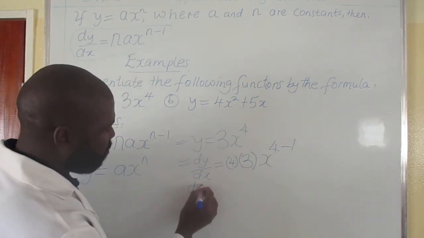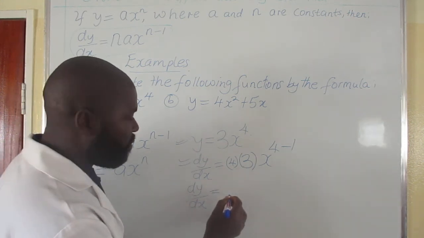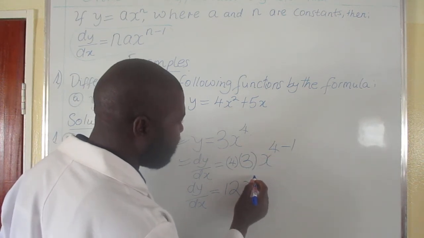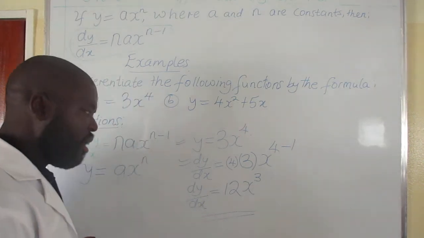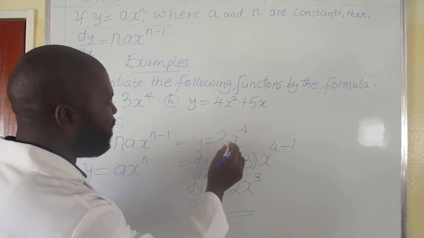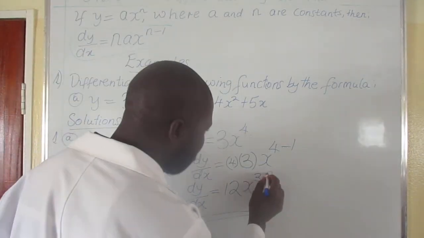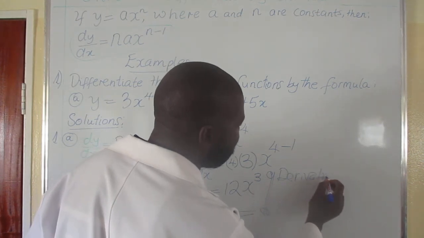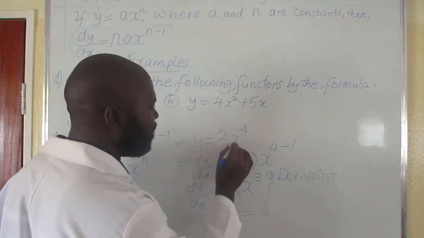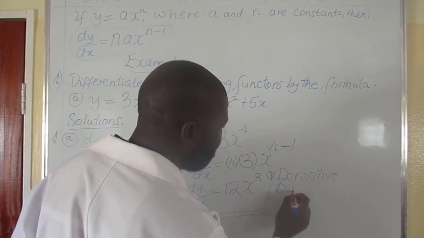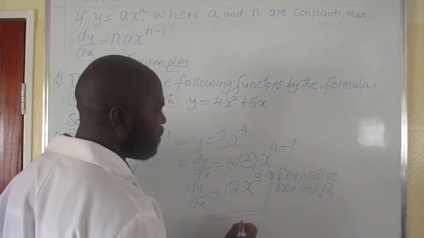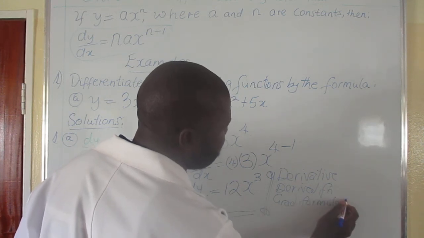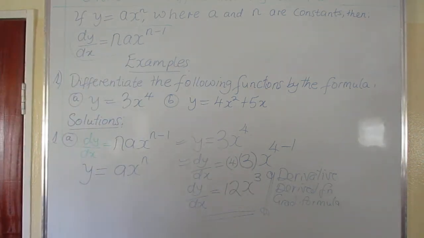So actually, our dy dx would be 12. When you say 4 times 3, you get 12 x power 4 minus 1, which is 3. So this is our dy dx of y is equal to 3x power 4. Now, this is our derivative. It is the derivative of y is equal to 3x power 4. It is also the derived function. It is also called the gradient formula. So basically, this is the solution for 1a.